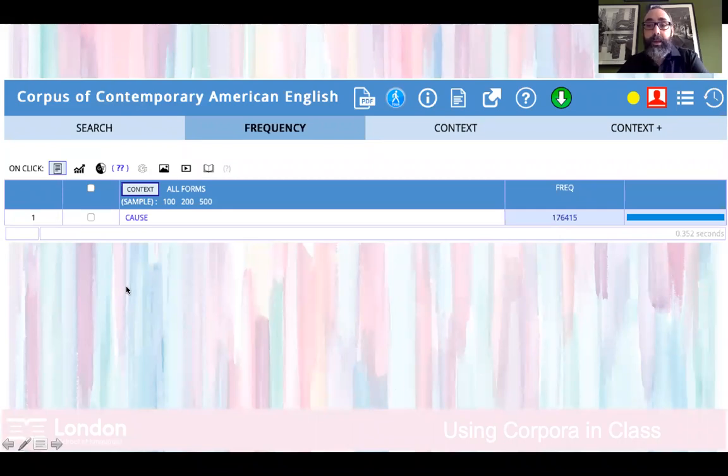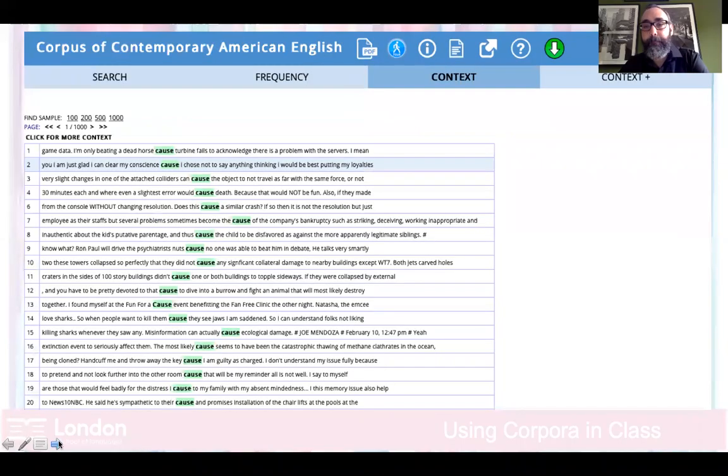But we want to see context. We want to see how it is used. And for that, we would click on cause, and it will take us here. All right, what can you see here? As you can see, the corpus will give you the word cause in this kind of string of words, surrounded by the language with which it appears. As I say, these are real examples.